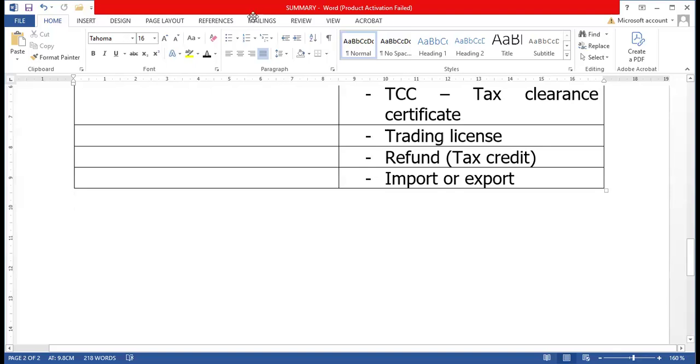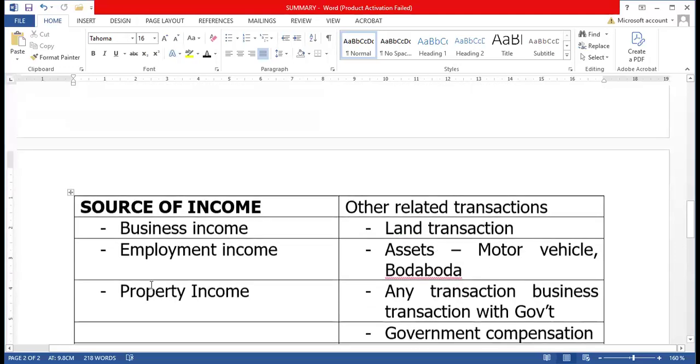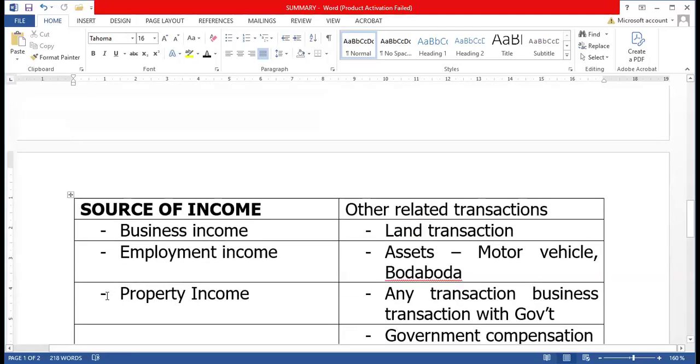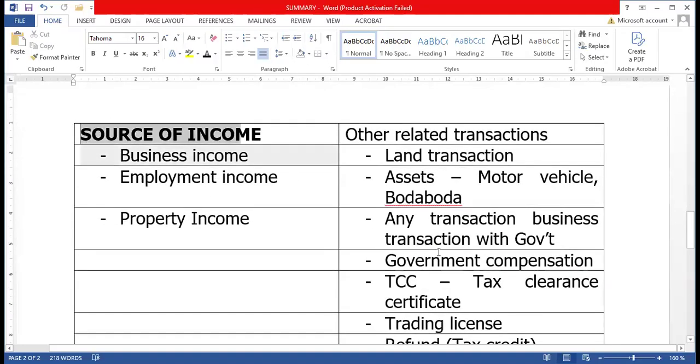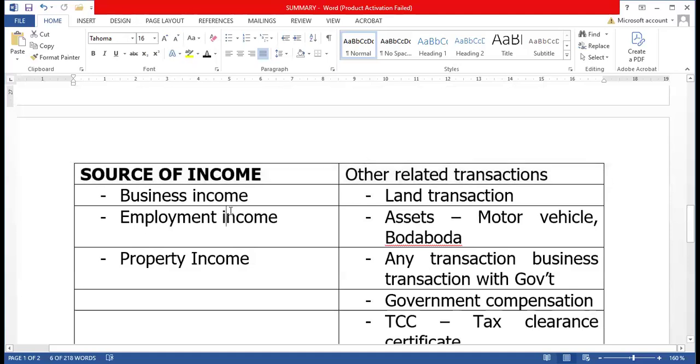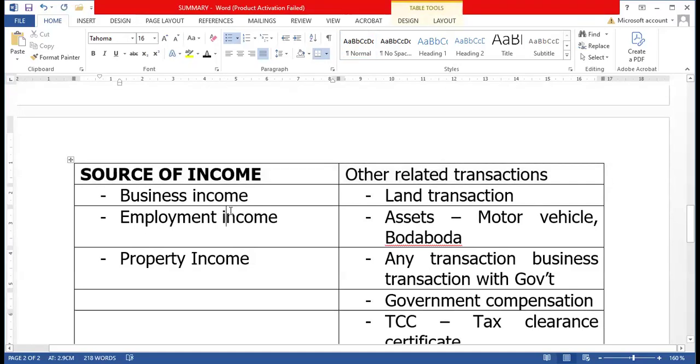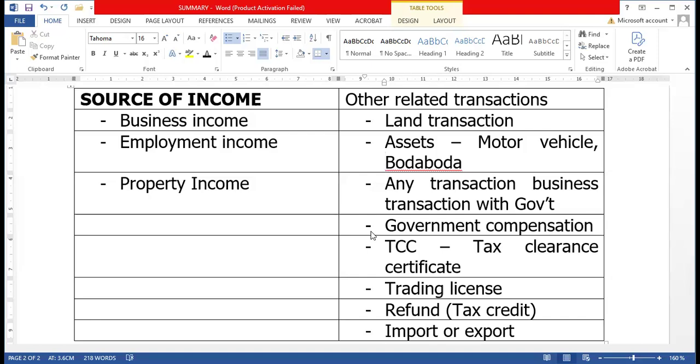Can a student get a TIN? As a student, you can get a TIN, or you may not need a TIN. You may need a TIN if you fall under this category: you have a source of income as a student, you are dealing in a transaction that requires a TIN, you need a trading license, or you have assets that you want to transfer.